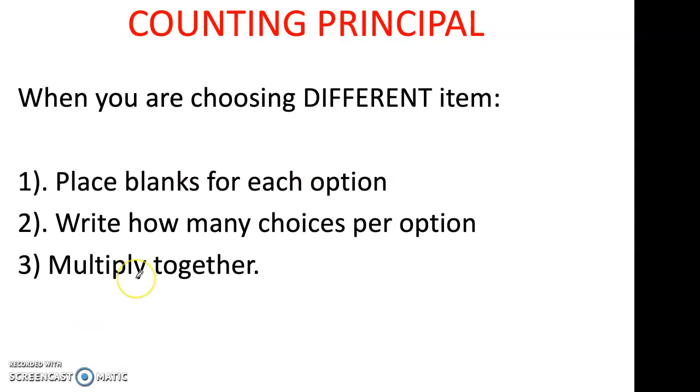Okay, so when you're choosing different items, and they're different items, we'll do same items tomorrow, place blanks for each item, write how many different choices per option, and multiply them together. Now you get a chance working through these with my math lab. There's only a few problems on there, so if you'd like more problems to do, you can go through your textbook as well.